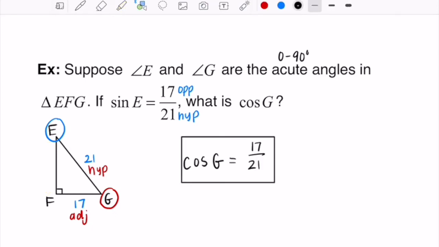And so for this question, the cosine of angle G is also 17 over 21. So it's actually the same as the sine of angle E. We didn't need to solve for the third side.